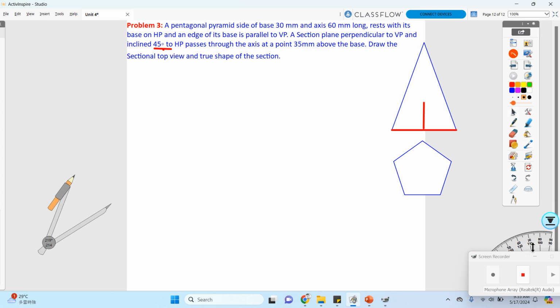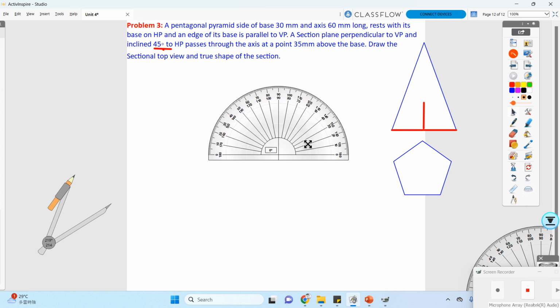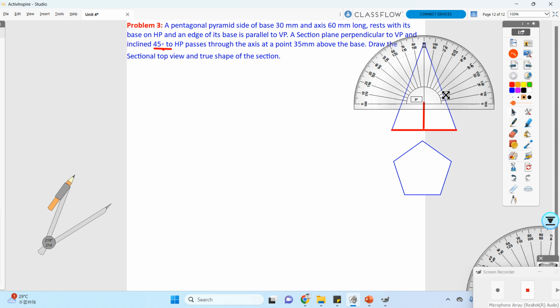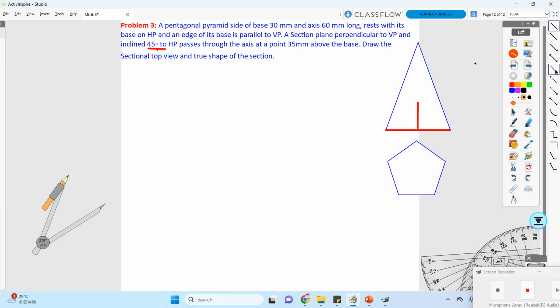So when you keep your protractor at this point, where will be your 45 degrees? You can find your 45 degrees over here. Okay, you are going to consider that you are going to cut from this point.